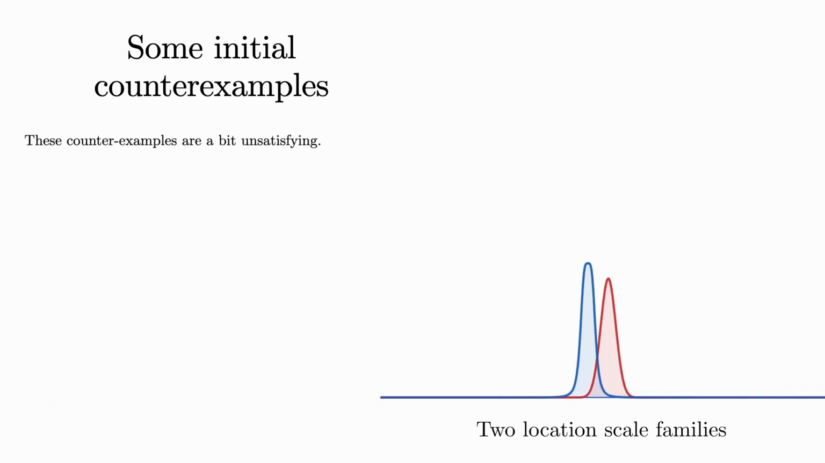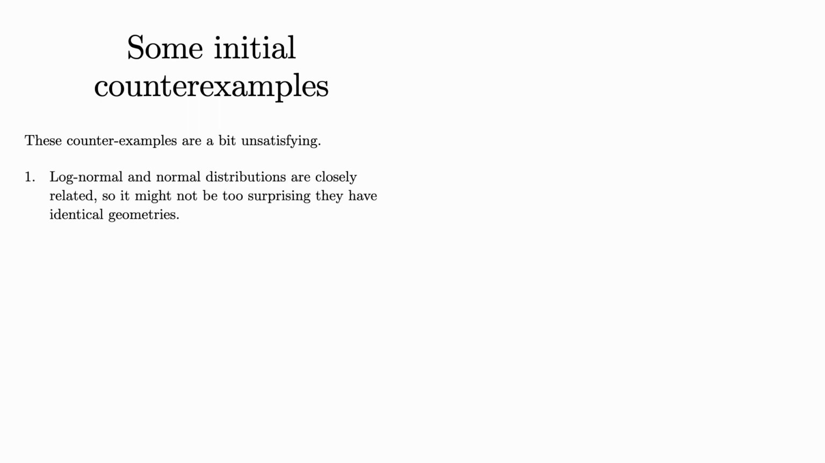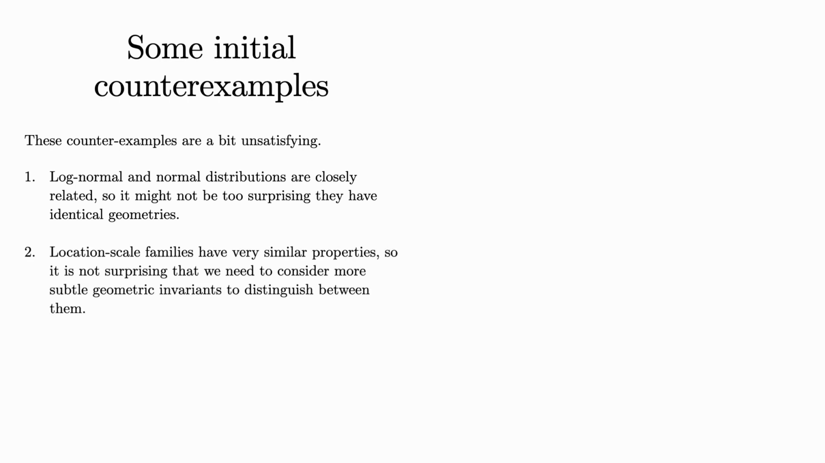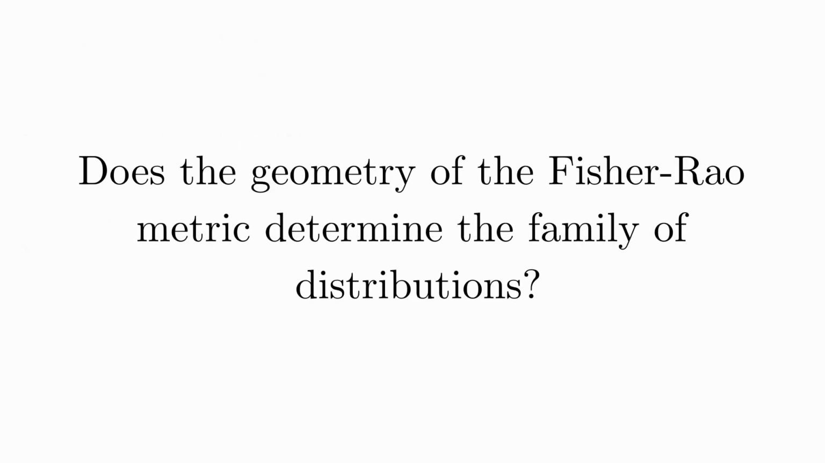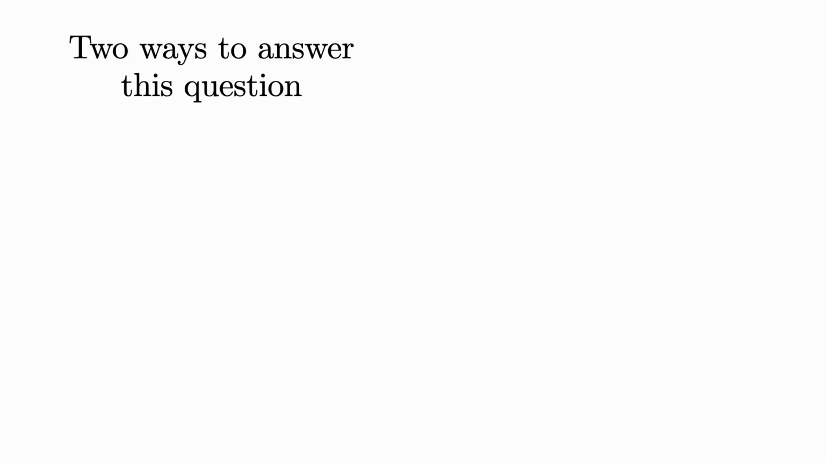But these counterexamples are a bit unsatisfying. Log normal and normal distributions are closely related, so it might not be too surprising that they have identical geometries. And location scale families are very similar to each other, so it's not too surprising that we need to consider more subtle geometric invariants in order to distinguish between them. But the answer still turns out to be no, even if we throw away these kind of silly counterexamples.